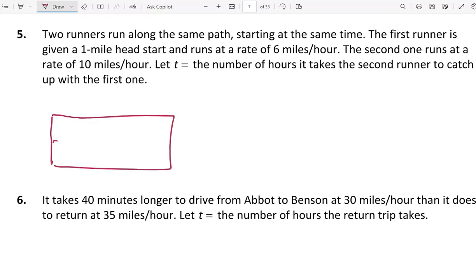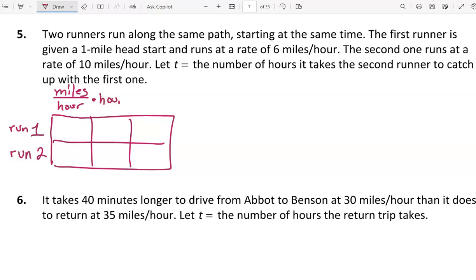There are 2 runners. So I will label the first runner 1 and the second runner 2. And I'm going to write the units of the rate, which are miles per hour. The fraction here suggests that we multiply by hours, and that'll give us a result of miles. So, the first runner runs at a rate of 6 miles per hour, and the second at 10 miles per hour.